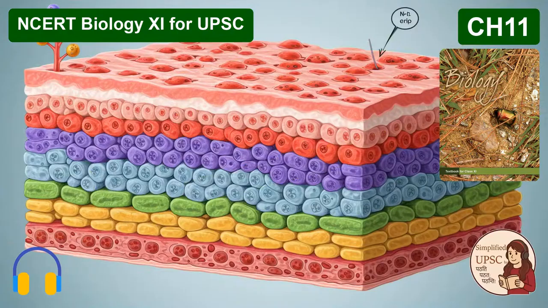And what about the cargo? The source had a very specific point about nitrogen that seems important. Yes, this is a crucial distinction for UPSC. We often think of xylem as just carrying inorganic ions, but the source specifies that a lot of the nitrogen, much of it, is actually carried in the organic form. As amino acids? As amino acids and related compounds.